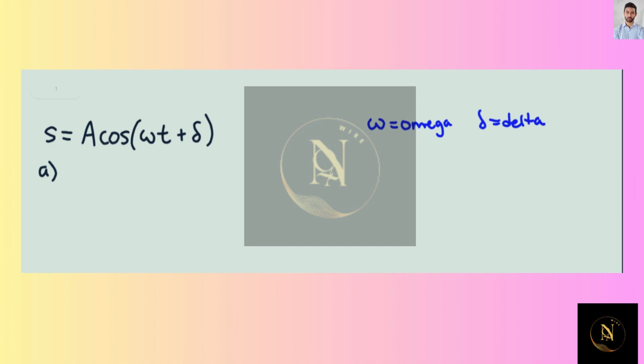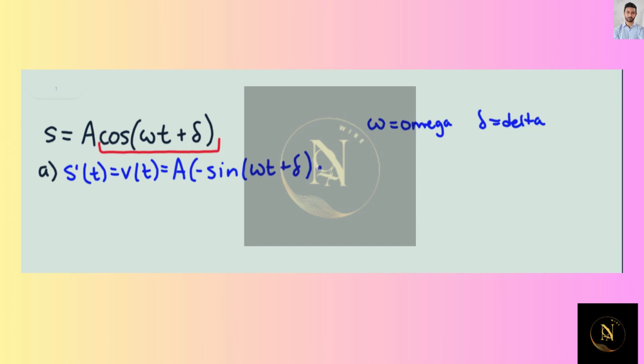To find the velocity, we start by finding the derivative of position. Velocity is a derivative of position. We're going to leave our constant A, and then we notice that we have a composite function, so we're going to use the chain rule. The outer function is cosine, and its derivative is negative sine. So we have negative sine of omega t plus delta. Now we need to multiply that by the derivative of the inside, and the inside is omega t plus delta, and so its derivative would be omega.